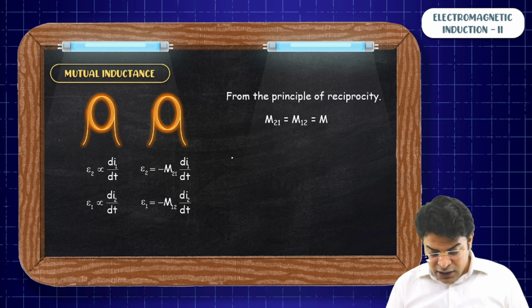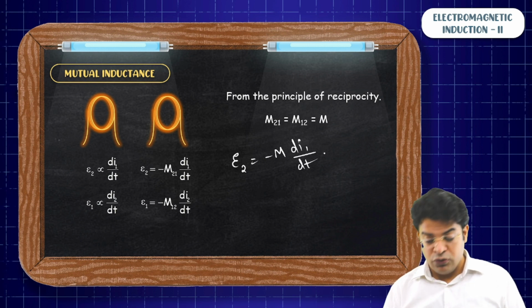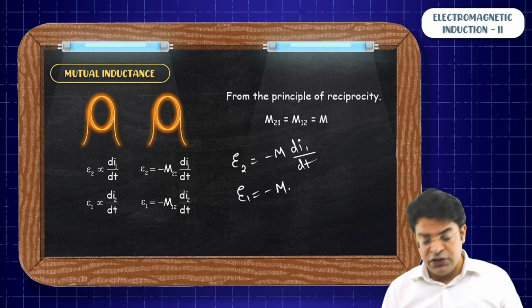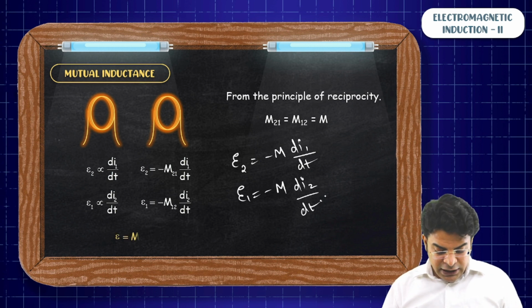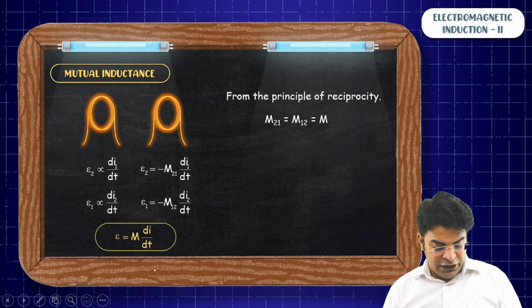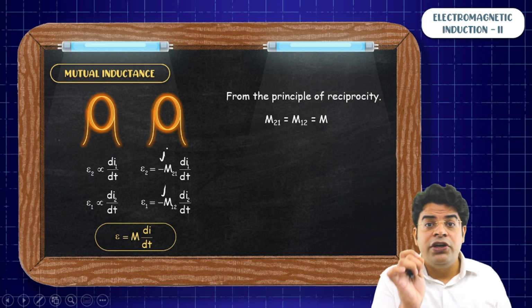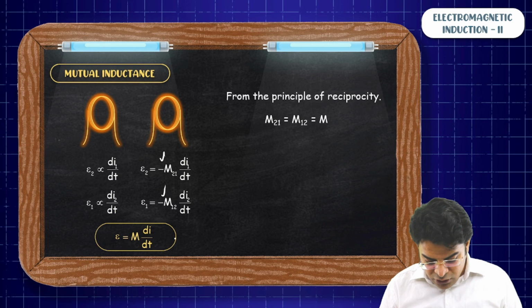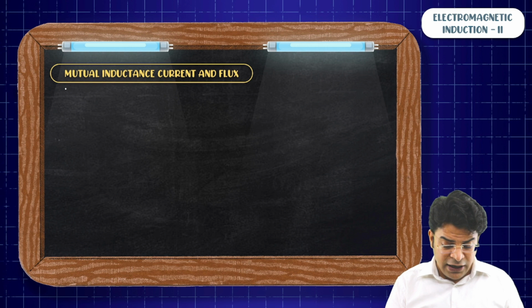So remember that the EMF induced in the second coil equals minus the mutual inductance times the rate of change of current in the first coil with respect to time, and the EMF induced in the first coil equals minus the mutual inductance times the rate of change of current in the second coil with respect to time. So remember that E equals minus M di by dt. Again, the minus sign represents the same thing, that the EMF induced is such that it will try to oppose the change in current.